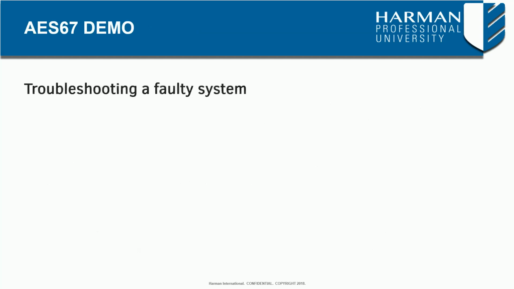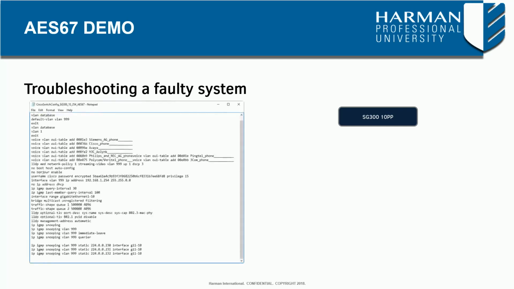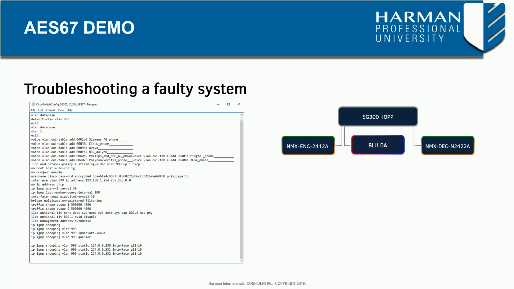Let's work through an example of troubleshooting a faulty system. Today we are working with a Cisco SG300 10PP switch loaded with the following configuration file. Our AV hardware consists of an AMX SVSI 2412A encoder and a 2422A decoder, a BSS SoundWeb London Blue DA, and a Blue 50. The Blue DA will be used to receive any AES67 streams, which can then be Blue linked to the Blue 50 for any necessary audio processing. All device configurations have been loaded using each device's respective software application.